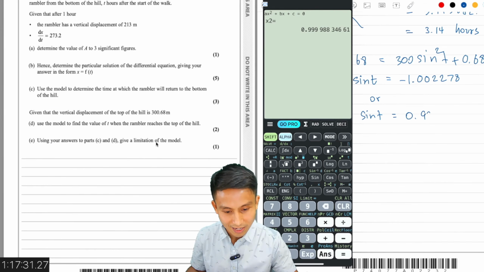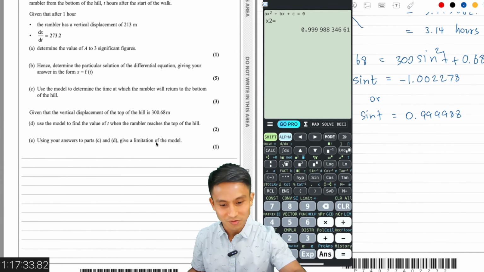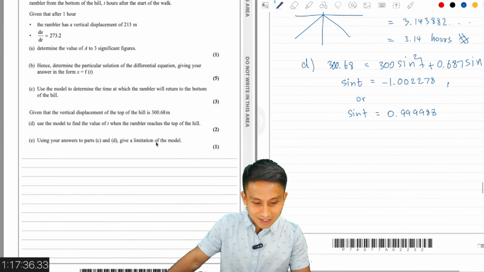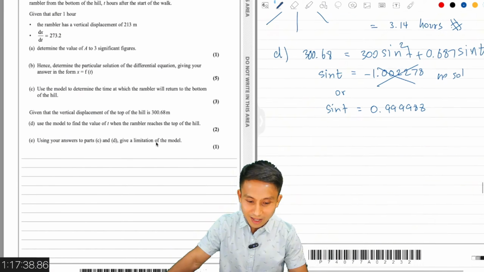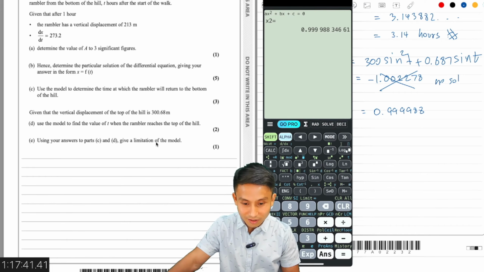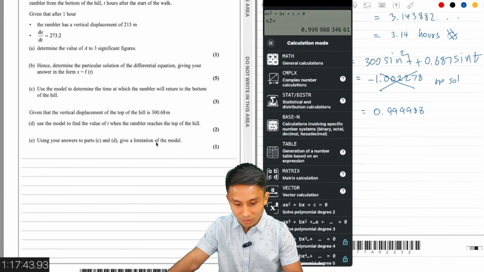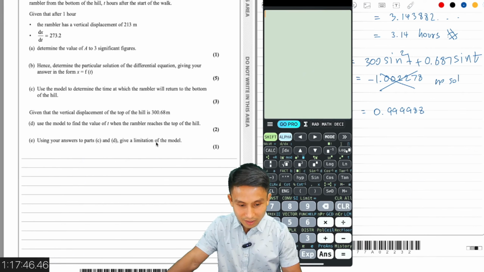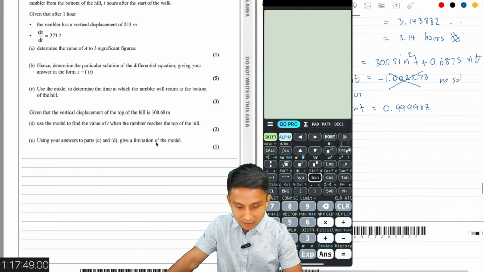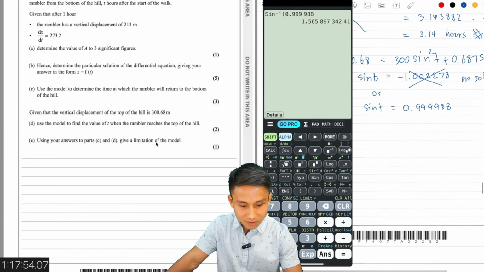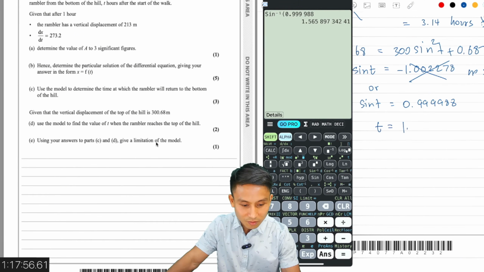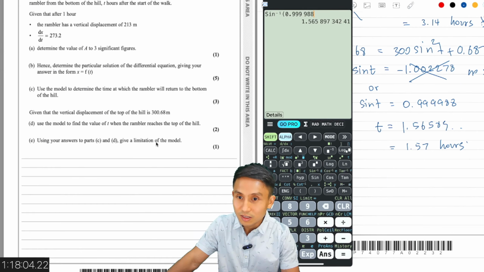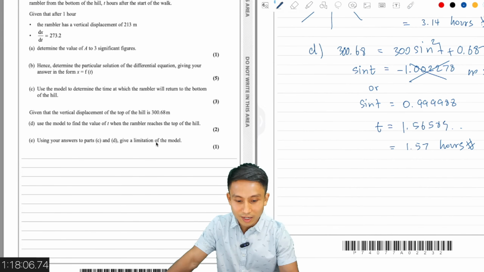Yes, 0.999988. That's horrible, no? Okay, this is no solution. And okay, so we're gonna go to the normal mode and use this. So we do arc sine 0.999988. So that gives me t equals 1.56589 and so on. So that's just 1.57 hours. Yeah, okay, I'm gonna go with that, guys.